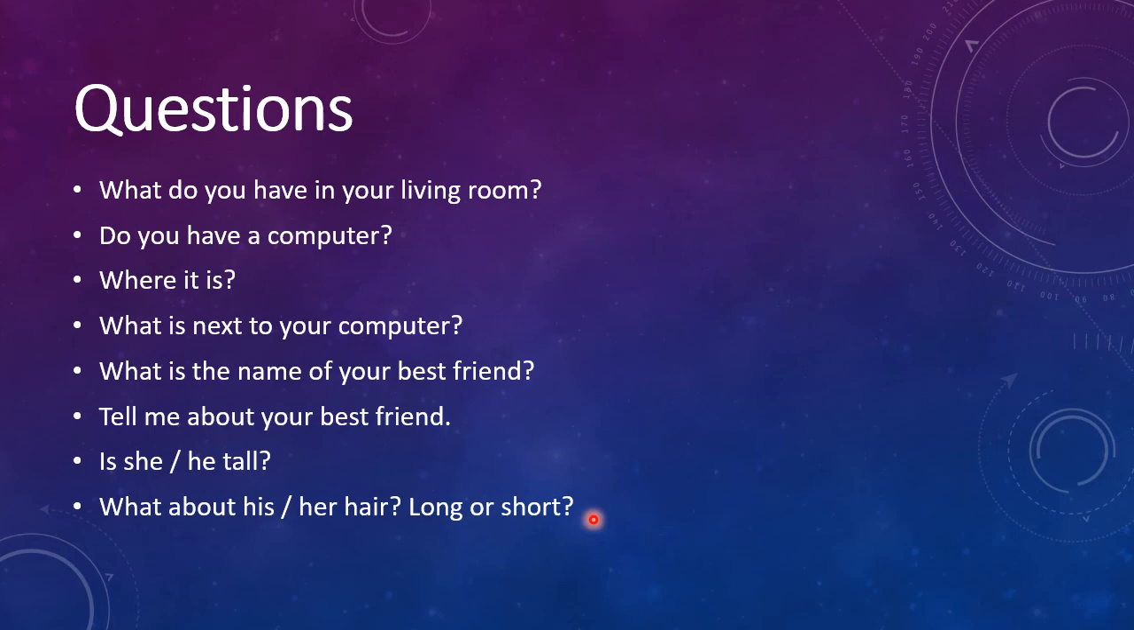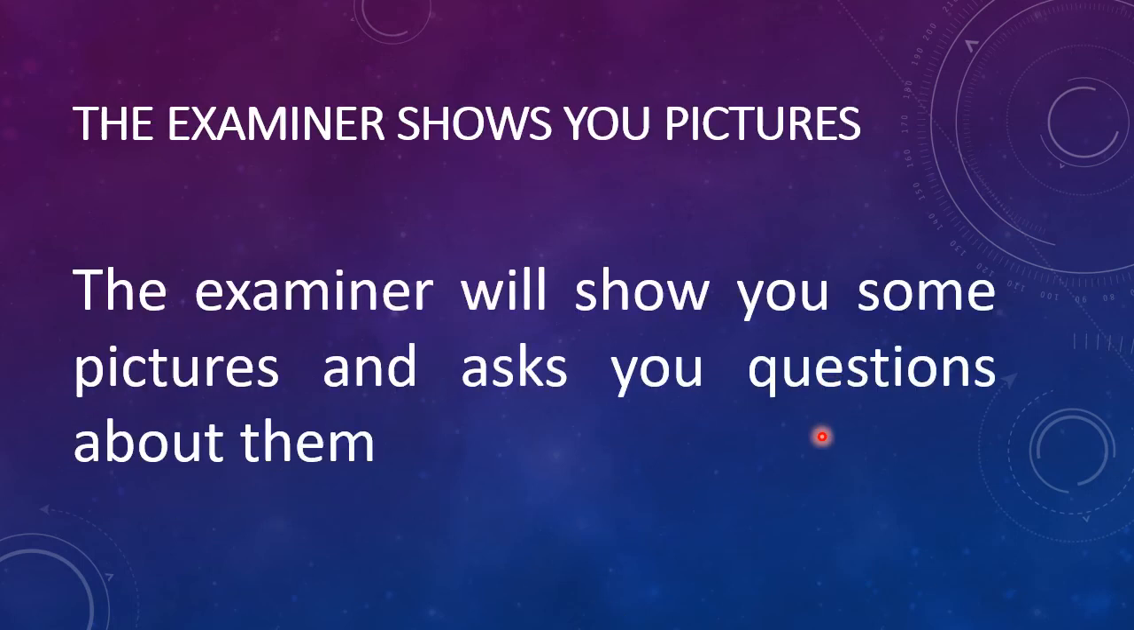If it is a boy, then you could say, yeah, he has short hair, he has brown or dark or black hair, and he has green eyes. Okay, he is short, he is tall. Okay, now, so these are some of the questions that the examiner will ask you without showing you anything. So at this point, the examiner will show you some pictures and ask you questions about them.